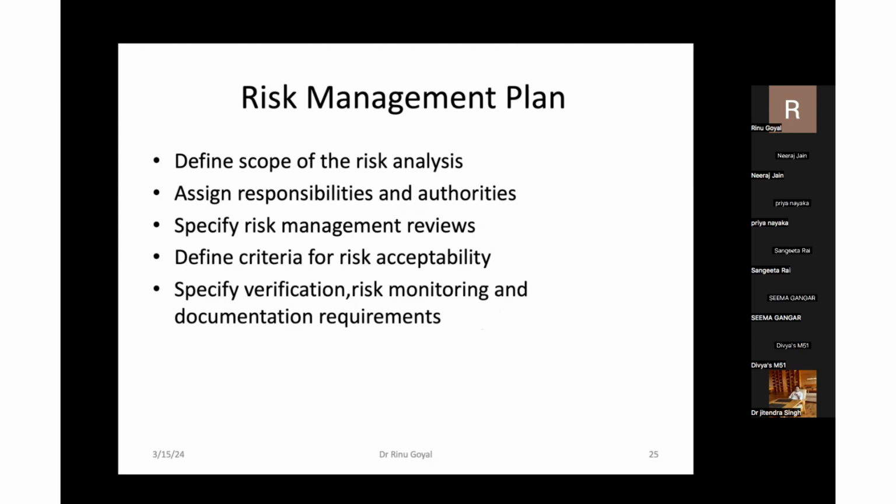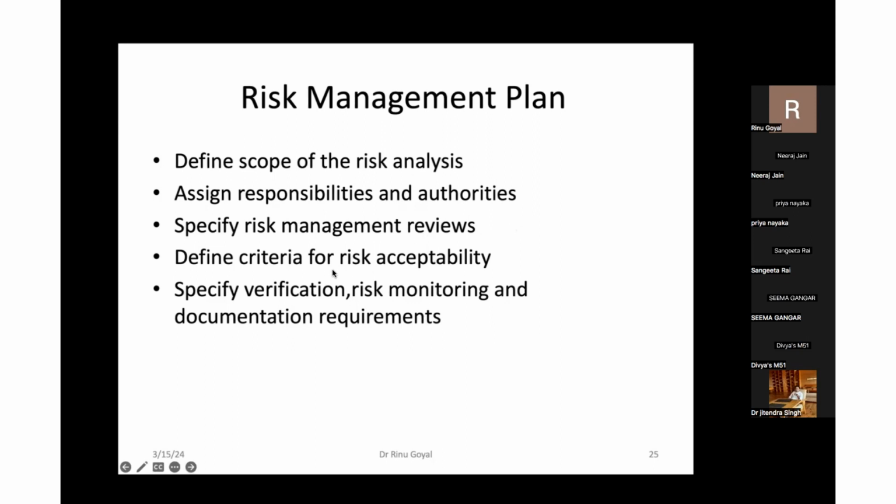Then move forward. Assign responsibilities and authorities. Who will be responsible for what, and what authorities will be given to whom? Specify clearly the risk management reviews. What all will be done once the management plan, the monitoring plan, the control plan is established? What will we review? What will be our criteria after that?